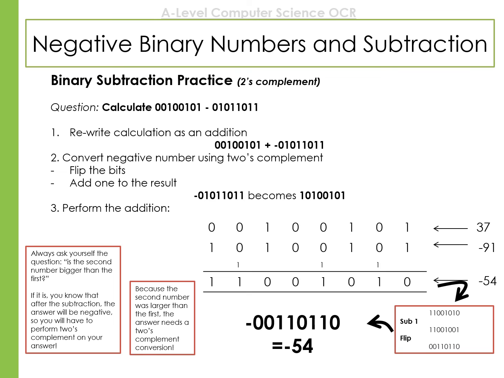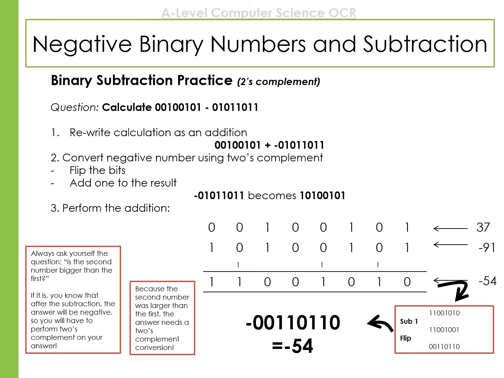Now for this example, I want you to try this yourself. See if you can figure it out without looking at my example first. So the first thing we do is rewrite our calculation. We convert the second number to a minus. We do that using 2's complement by flipping the bits and adding 1 to the result. We can then perform our binary addition.